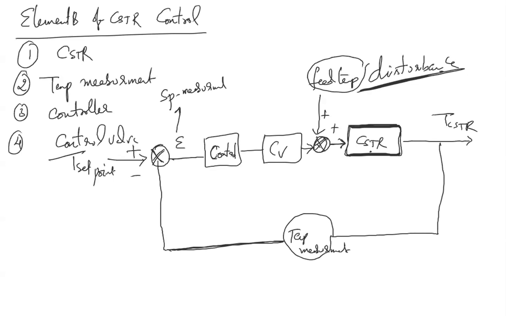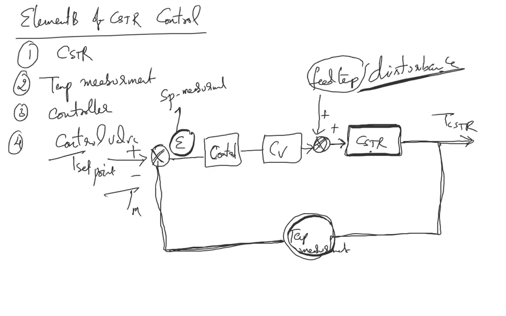Both are acting on the CSTR. So the temperature of the CSTR is an output. The temperature is measured and it goes as an input to the temperature measurement. The outlet signal is the temperature measurement. Then you are generating the error. If the error is equal to 0, that means the controller should not do anything. The controller will just bypass the signal to the control valve.